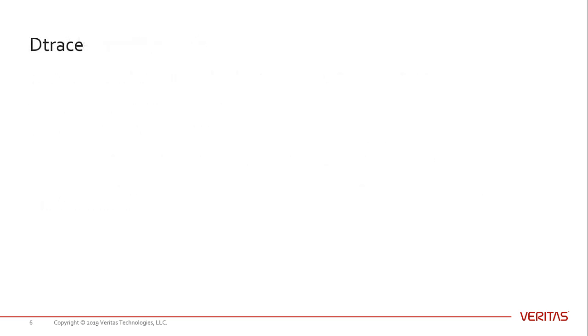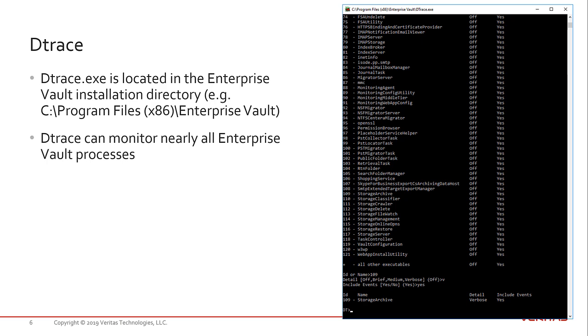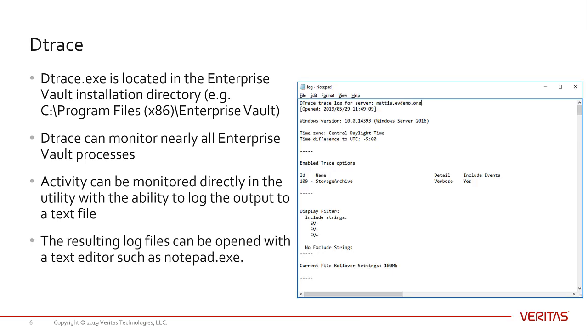Let's look at dtrace in a bit more detail. dtrace.exe is located in the Enterprise Vault installation directory. dtrace can monitor nearly all Enterprise Vault processes. Activity can be monitored directly in the utility, with the ability to log the output to a text file. The resulting log files can be opened with a text editor such as Notepad.